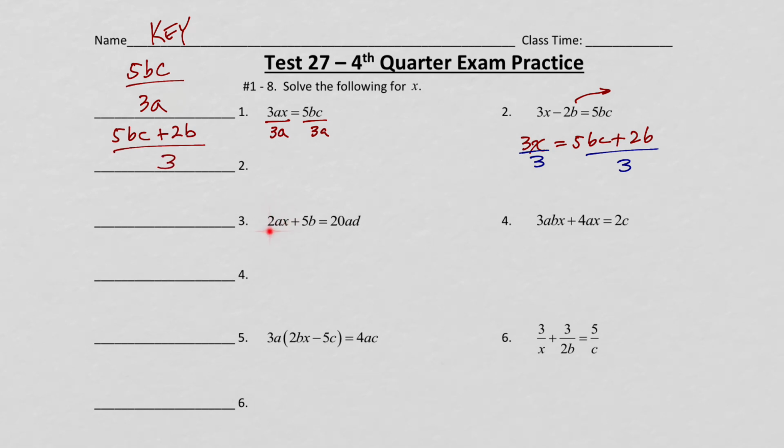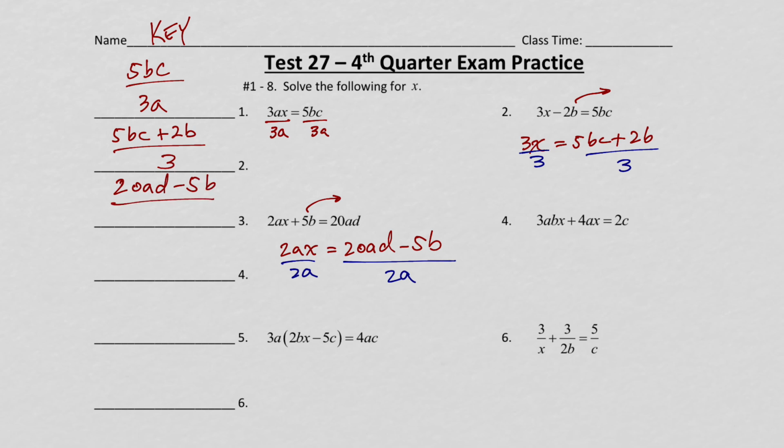For number 3, we're solving for x, which is in this term, so we're going to move this term over, and it's going to flip signs. And then we're going to divide by 2a. Be careful, you cannot cancel 2 and 20 because there's no 2 here to cancel. You can't cancel the a's because there's no a here to cancel. So that's a simplified fraction: 20ad minus 5b all over 2a.